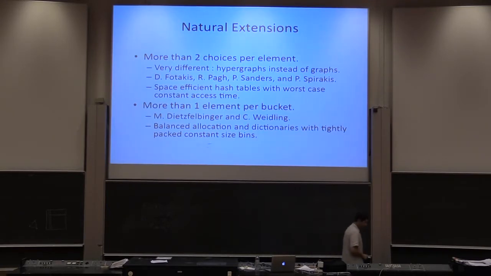Then you can start generalizing on this approach, saying, well, maybe I'll do better if I have more than two choices per element, right? And that corresponds to thinking in terms of random hypergraphs instead of graphs. Your items can be placed into more than two, to 3 or 4, however many buckets, which will look like a hyperedge. And you can also think in terms of, well, maybe I'd be better off putting more than one element in a bucket. Might be typical, again, for a cache line.